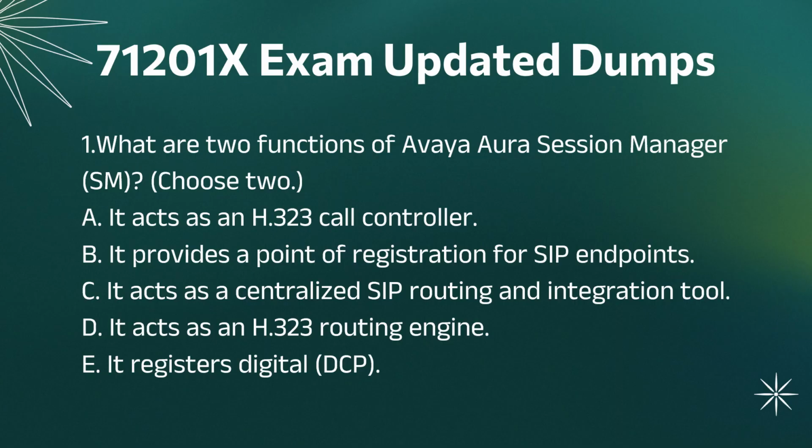1. What are two functions of Avaya Aura Session Manager, SM? Choose 2. A. It acts as an H.323 call controller. B. It provides a point of registration for SIP endpoints. C. It acts as a centralized SIP routing and integration tool. D. It acts as an H.323 routing engine. E. It registers digital, DCP.